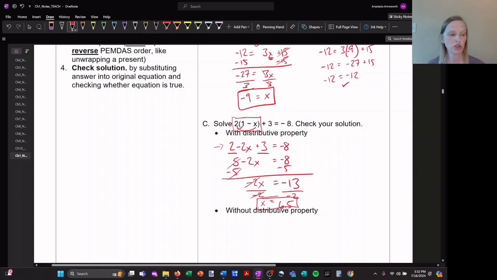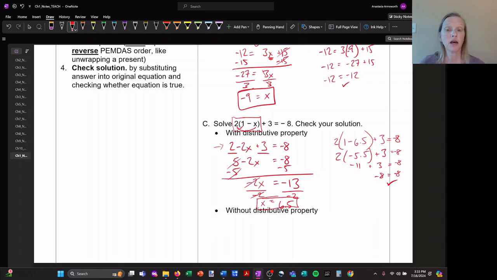But I should check the solution by plugging in: 2 times the quantity 1 minus 6.5, plus 3, equals negative 8. And if I plug that into my calculator, I do get that 2 times negative 5.5 plus 3 is negative 11 plus 3, and that does equal negative 8. So that checks out, and I know that my answer is correct.